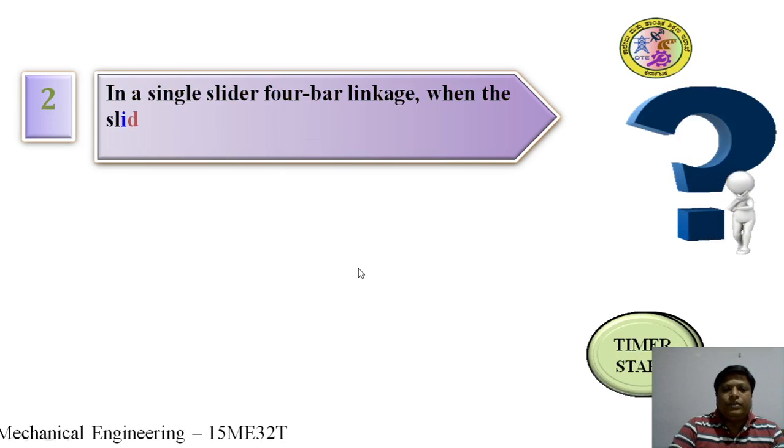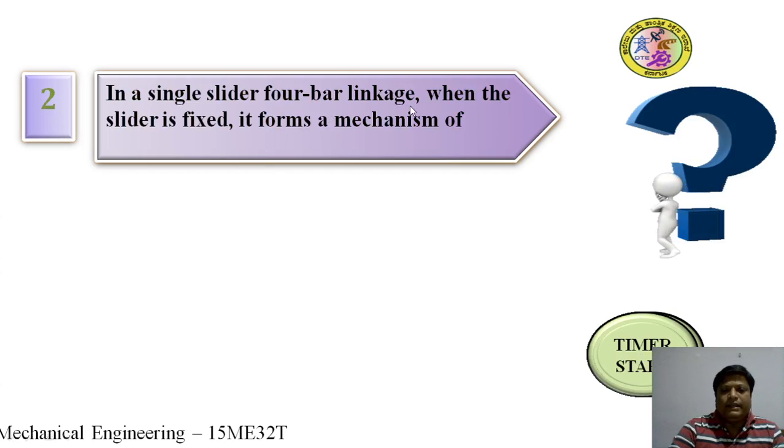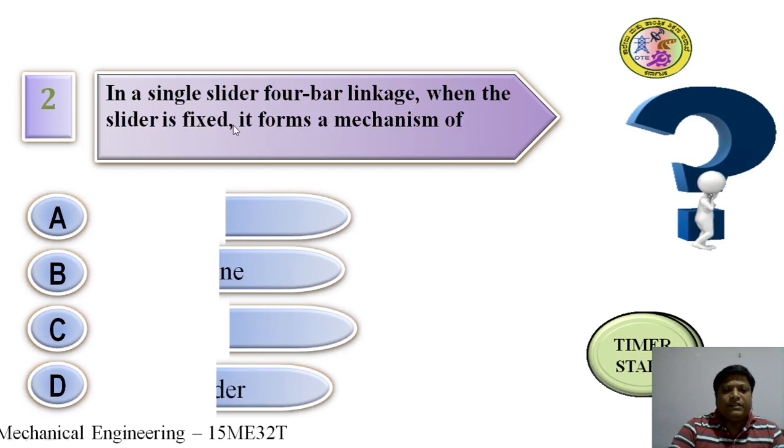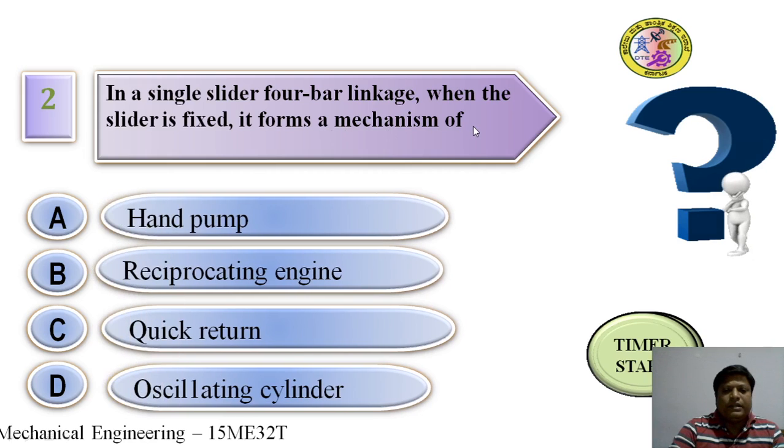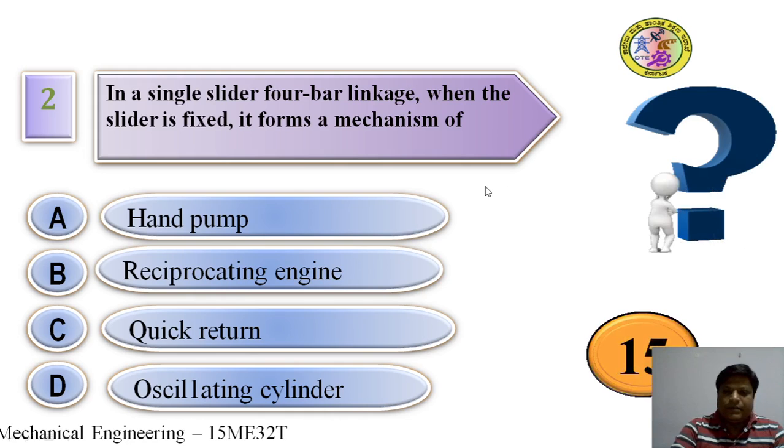Question number 2. In a single slider 4-bar linkage, when the slider is fixed, it forms a mechanism of what? In a single slider mechanism, one of the links will be fixed, and fixing different links obtains different mechanisms.